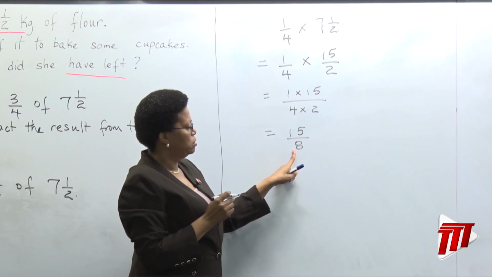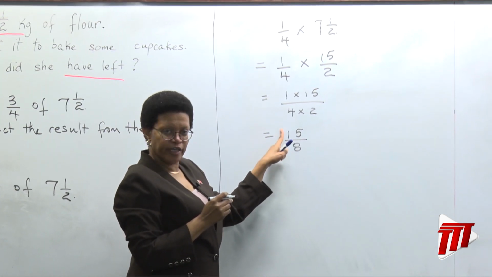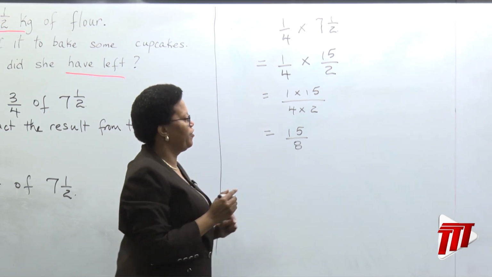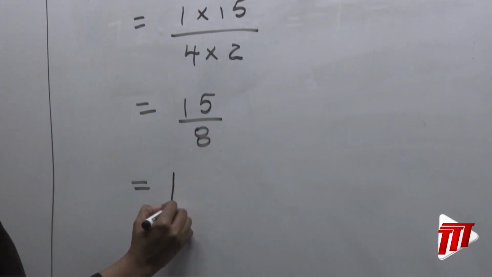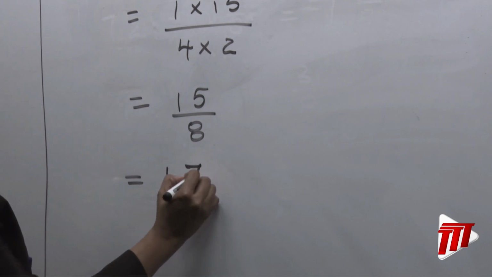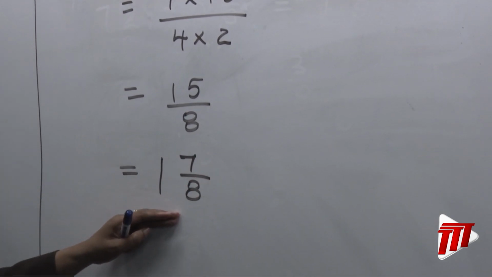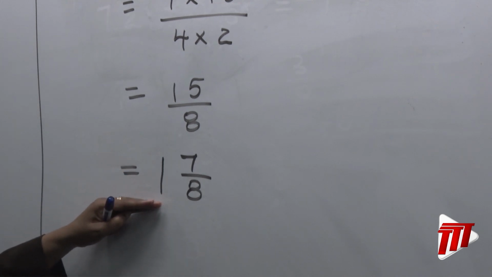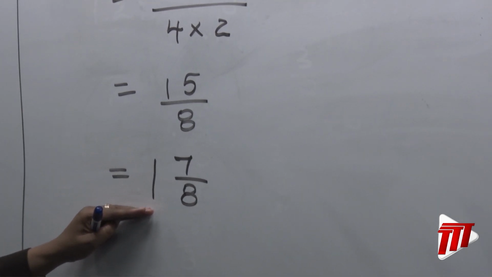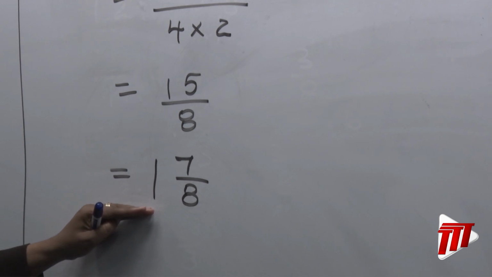8 into 15. When we divide 15 by 8, we will have 1 whole and 7 parts remaining. Again, this is our final answer. Rita has 1 and 7/8 of a kilogram of flour left.